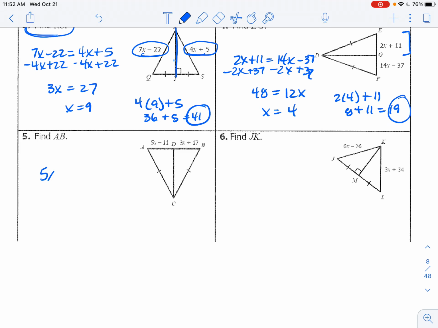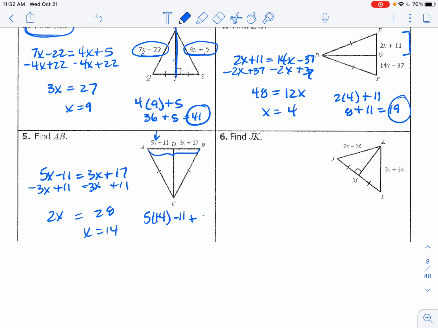2 more examples. Okay, just a little bit more algebra here. Subtract 3x from both sides, that gives me 2x. Add 11 to both sides, and that gives me 28, so x is equal to 14. This time, if I plug it in right here, 5 times 14 minus 11 plus, actually, I need to find that whole distance, so 3 times 14 plus 17. I'm going to put that in my calculator, and that gives me that AD, or AB, sorry about that, is equal to 118.